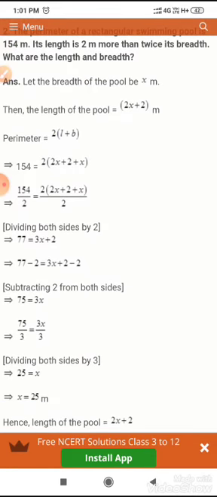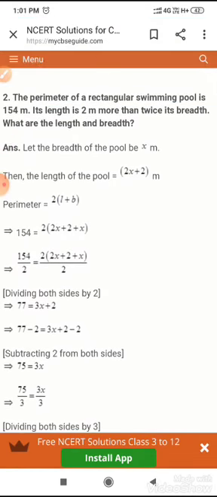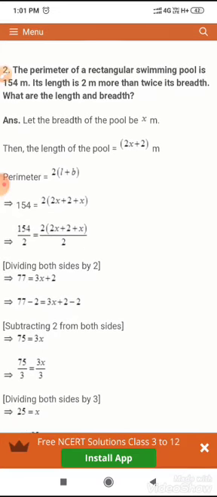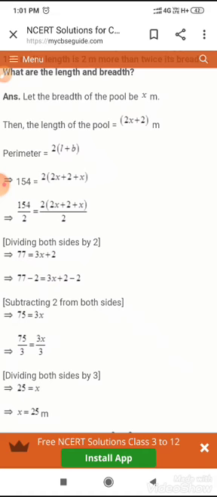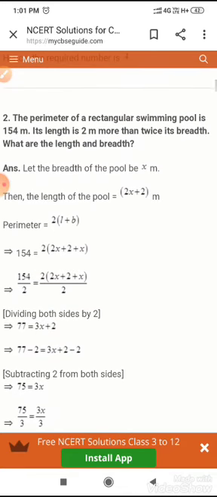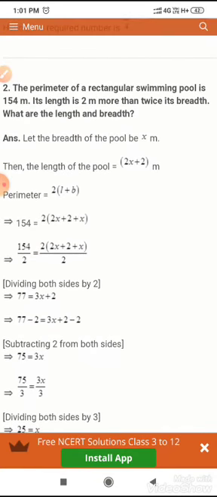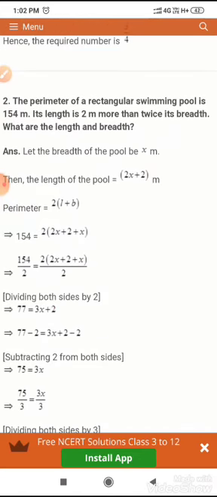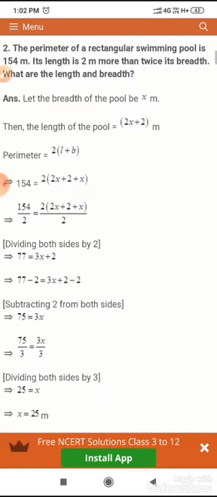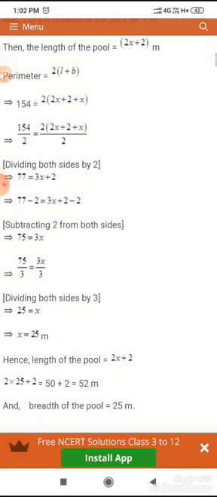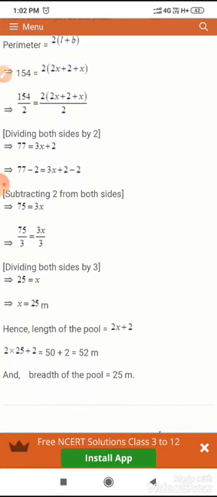We know the perimeter of a rectangular figure is 2 multiplied by (L plus B). So we put all our values in this formula. The perimeter, as given in the question, is 154 meters, which is equal to 2 multiplied by length. The length of the pool is 2x plus 2, plus breadth, and the breadth is x. After solving this equation, we will get the value of x equal to 25 meters.